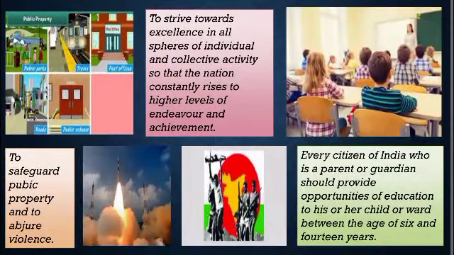To safeguard public property and to abjure violence. That means if any public actions are taking place, whatever the individual reaction or whatever people ultimately do, they should not harm public properties. So that should not be done. Violence should not be there in society. We need to follow the three principles given by our great leader Mahatma Gandhiji. That is truth, non-violence, and peace in society.